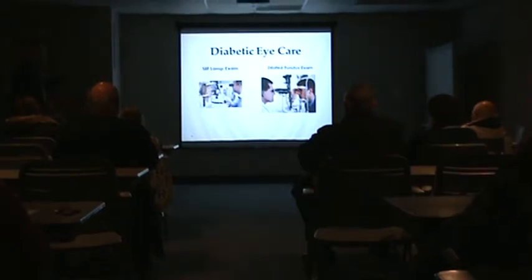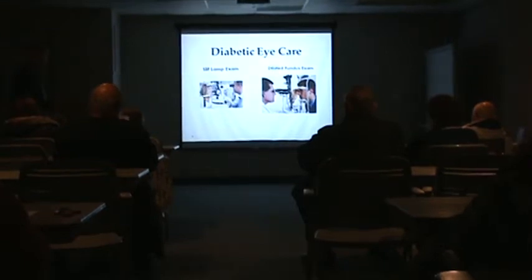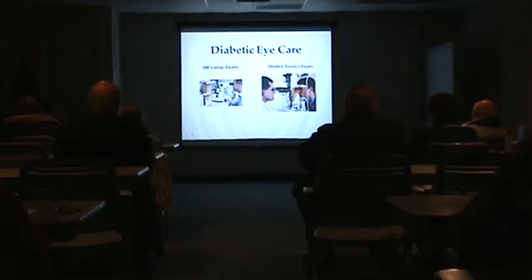We'll do a slit lamp exam, which is just the microscope over here, to look at the front of the eye. Then a dilated fundus exam, like this little lens here, lets us look into the back of your eye and see if there's any changes with your retina.